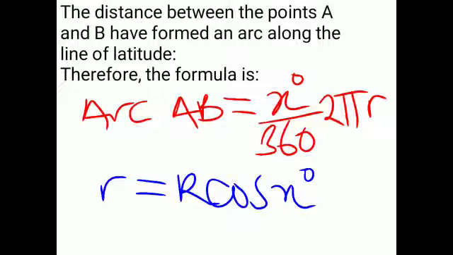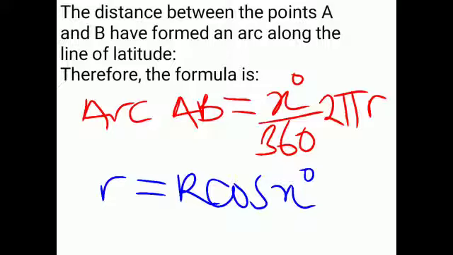Remember at the beginning of this topic I said that as you head towards the circles formed by latitudes, towards the North Pole and the South Pole, the circles tend to reduce in size. That indicates that the radius of those particular circles formed by the latitudes is also reducing.